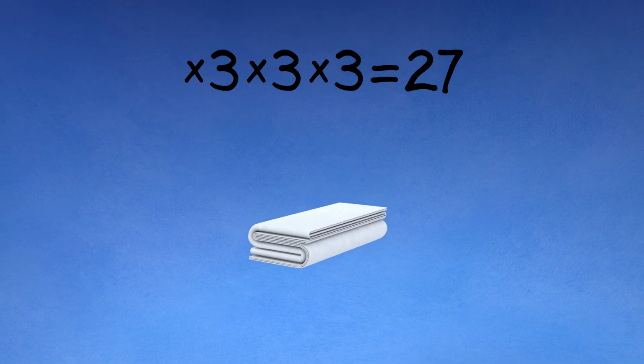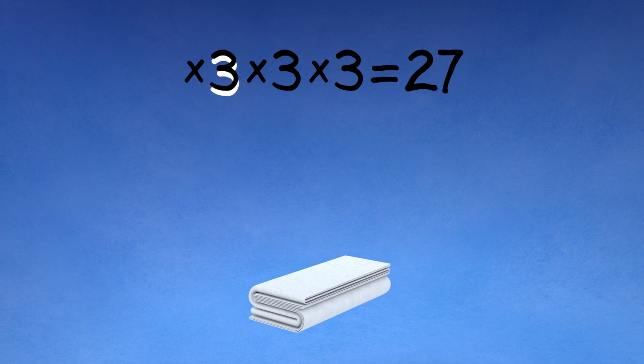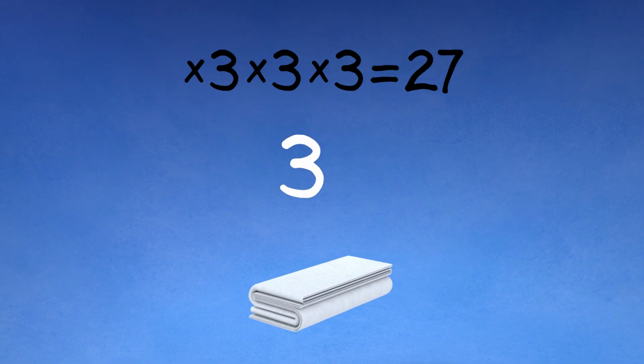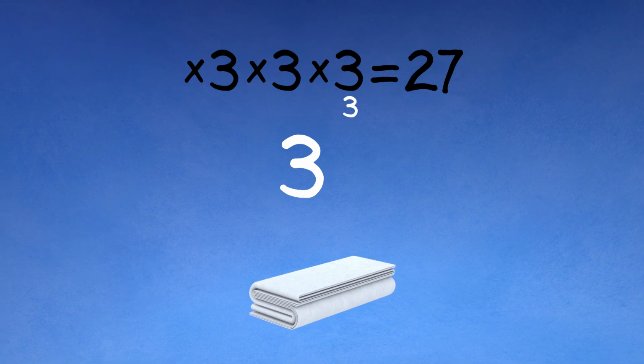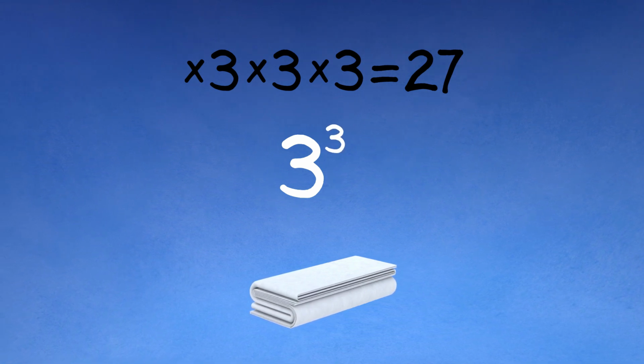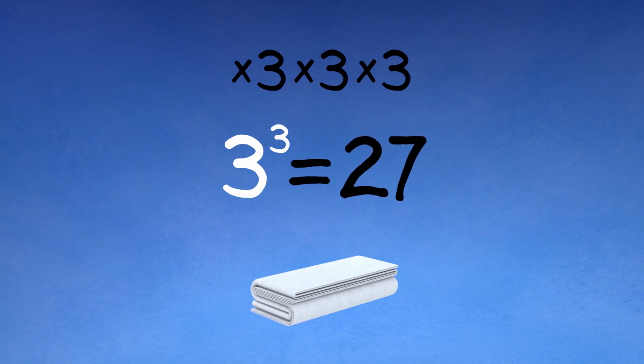Let's describe this process with an exponent. We're repeating the multiplication by 3, so we have a base number of 3. We tripled the thickness 3 times, so the exponent would also be 3. 3 to the 3rd power is 27.